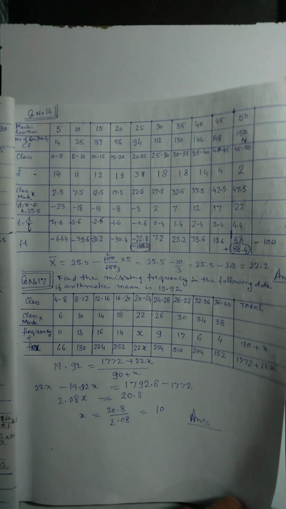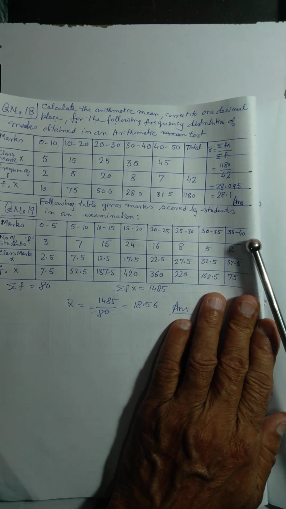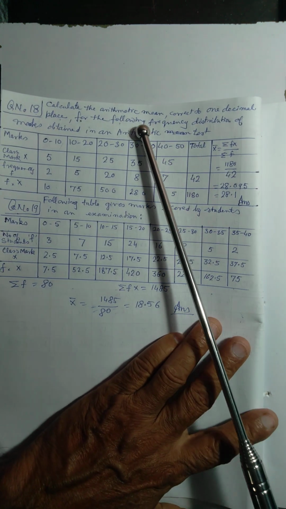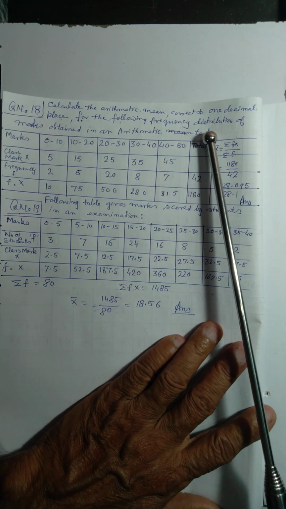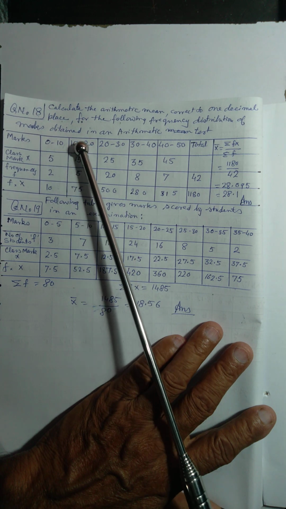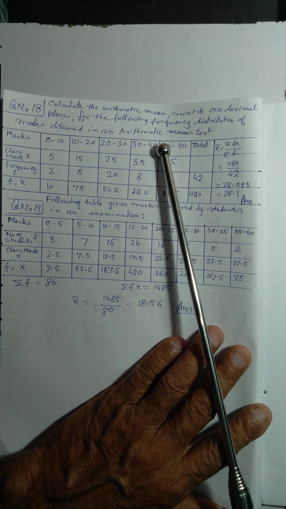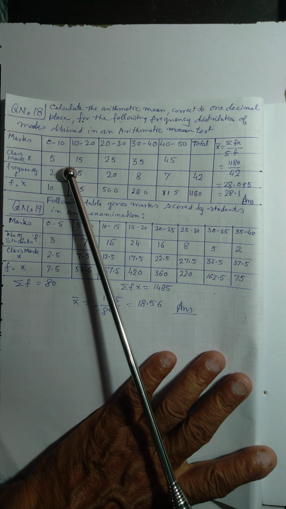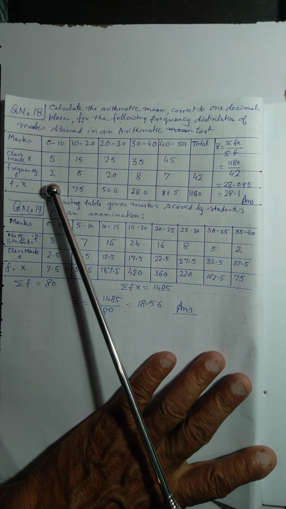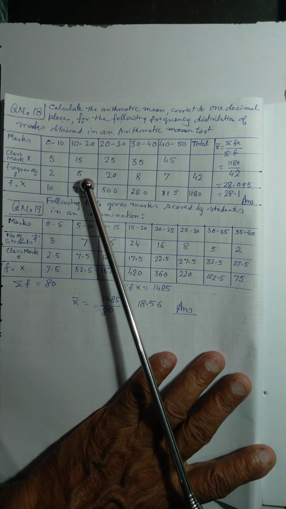Now come to question number 18. Calculate the arithmetic mean, correct to one decimal place, for the following frequency distribution of the marks obtained in an arithmetic test. An arithmetic test was held, and the marks are given. Marks from 0 to 10 is a class whose frequency is 2, meaning 2 students got it. Between 10 and 20 there are 5 students.